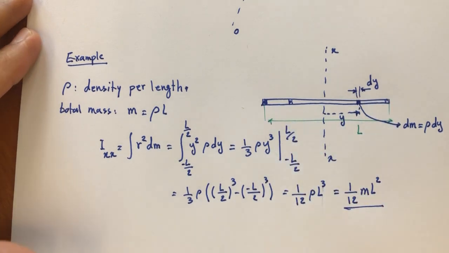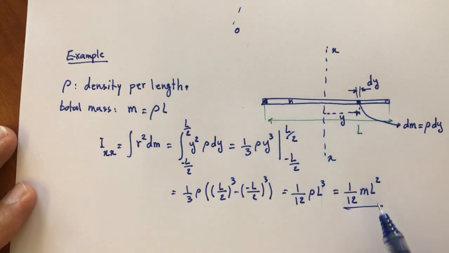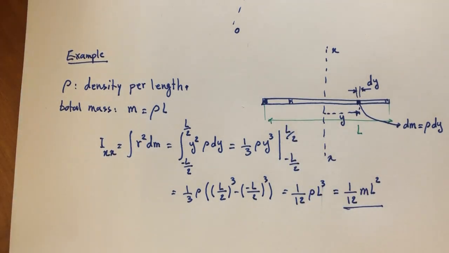So the mass moment of inertia of this tiny bar with the length of L is going to be 1/12 m times L squared.